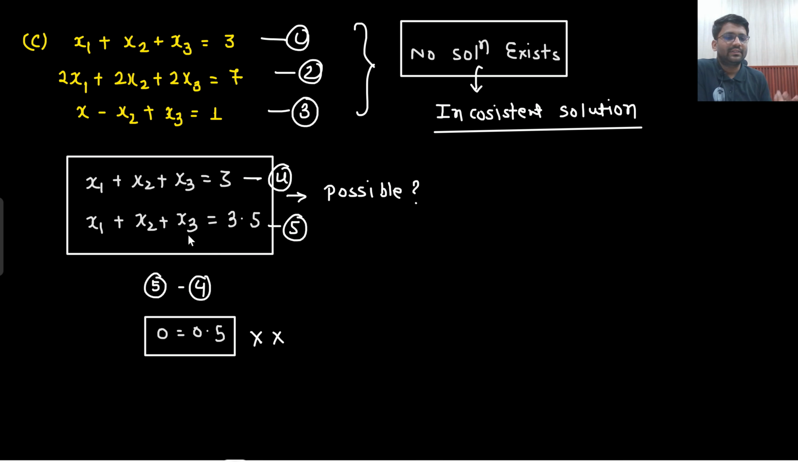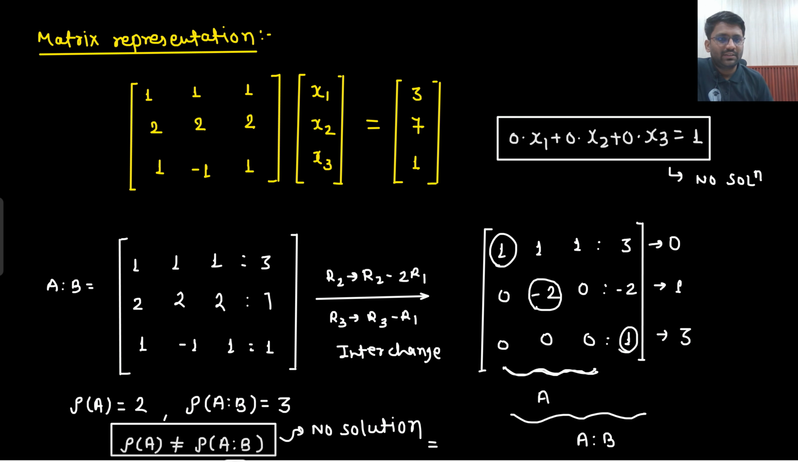Then this is the third system of equations we saw. Here the equations are inconsistent. One is saying it should be equal to 3, and another one is saying it is equal to 3.5, which is not even possible. So there is no solution, or you can say inconsistent solution. When we checked the rank of A and rank of A augmented B, we got to know that both of the ranks are not equal. If both of the ranks are not equal, what does that mean? That means there will be no solution.